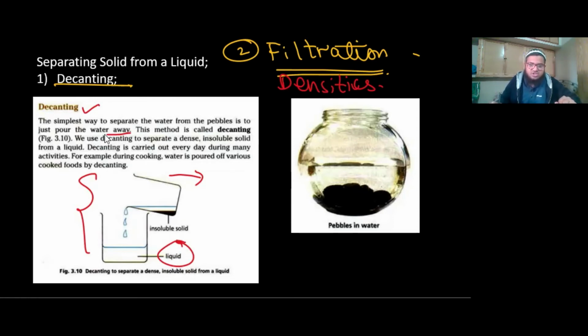Now let's just finish off reading this paragraph. The method is called decanting. Figure 3.1 is right over here. We use decanting to separate a dense, insoluble solid from a liquid. These are the properties of the solid: it must be denser, meaning have a greater density, and it must be insoluble. So if a solid has these two properties, then we can use decanting.